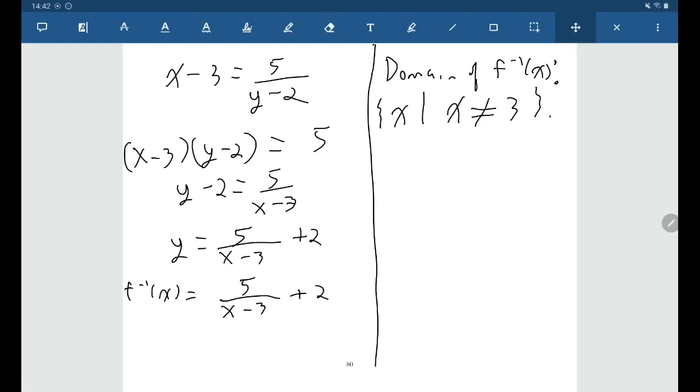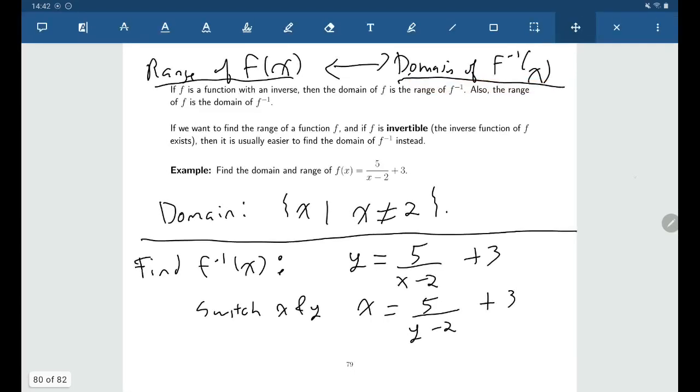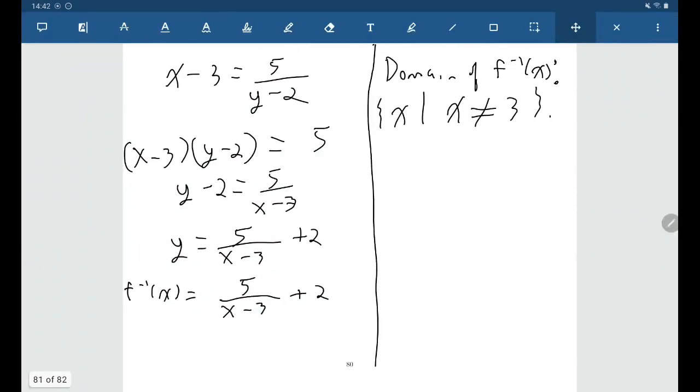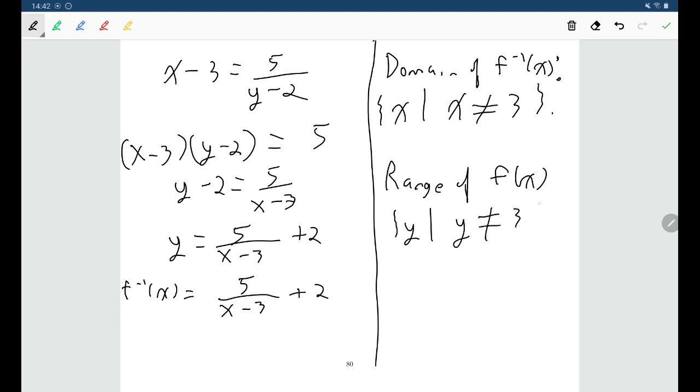And now this is the idea again, that we found the domain of f inverse, and that when we find the domain of f inverse, that is the same thing as the range of f of x. So we can say here that since the domain of f inverse is everything except for 3, then that means the range of f, the original function, should be everything except for 3. Remember that the range is y values, so when I say the range of f of x, it would be all the y values such that the y values are not 3.